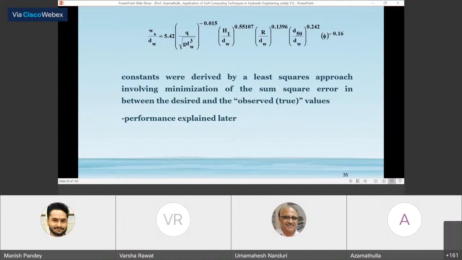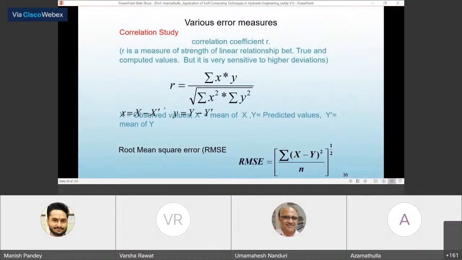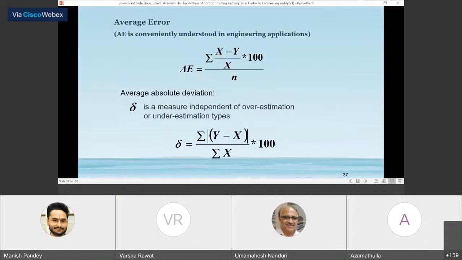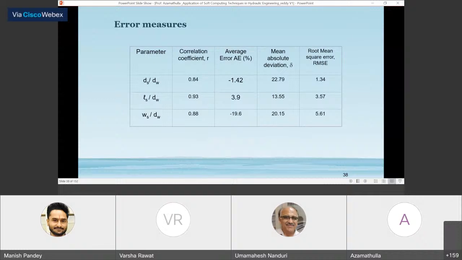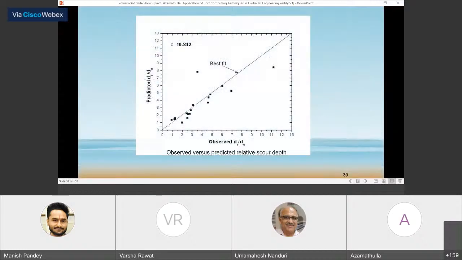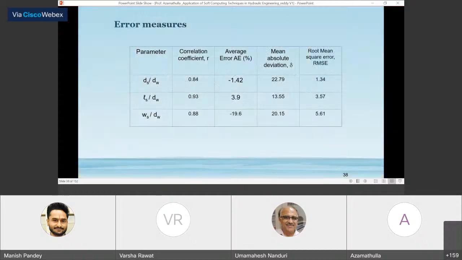For any equations, performance is always judged by how your error measures come out. We do not depend only on the correlation coefficient. At the time, I do remember Professor Julian, the editor, suggested root mean square and some average errors, average absolute deviation. I considered four error measures, and these are my results. You can see the correlation coefficient is still 0.84, and these are the error measures. You can see the scatter plot.